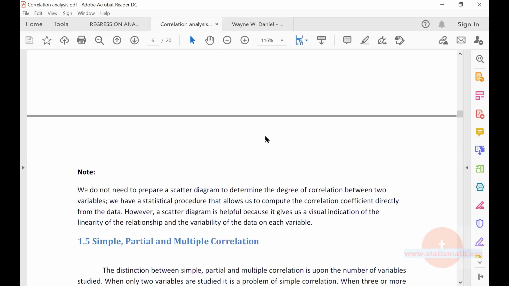You do not need to prepare a scatter diagram to determine the degree of correlation between the two variables.